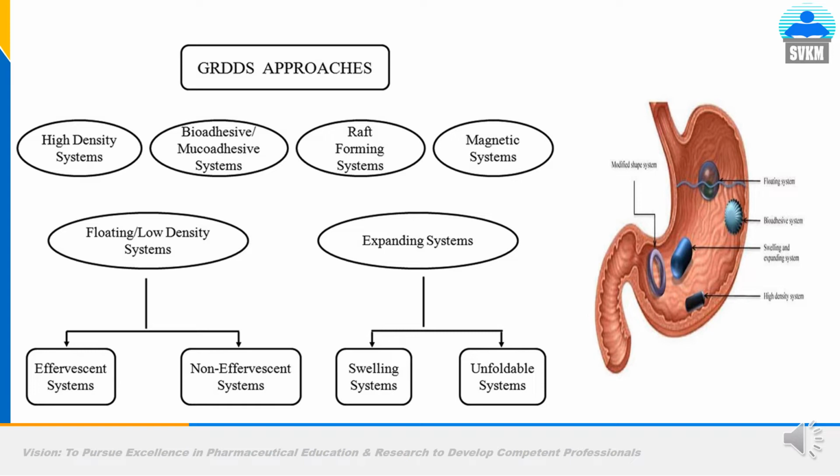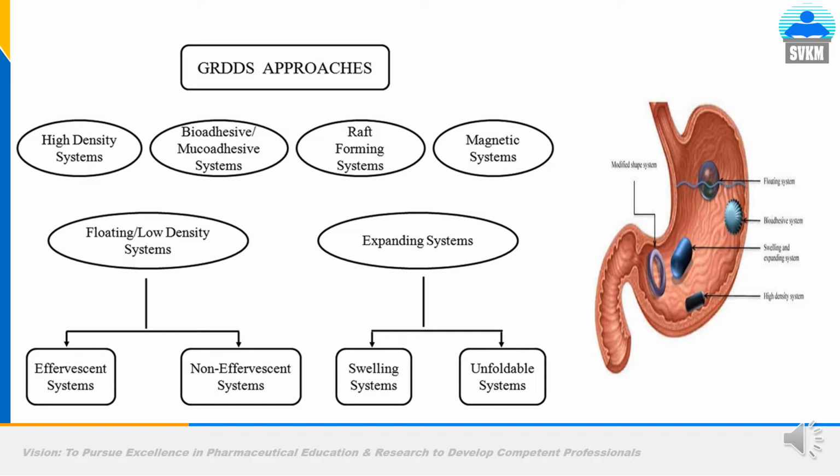So simple. It is a high density system, meaning it has high weight, so its mobility will be less and it will reside for more time. Next system is floating. Floating why? Because of low density. If it has low density, it will float. So because of floating also it will reside more. So these are two basic things: high density and low density.